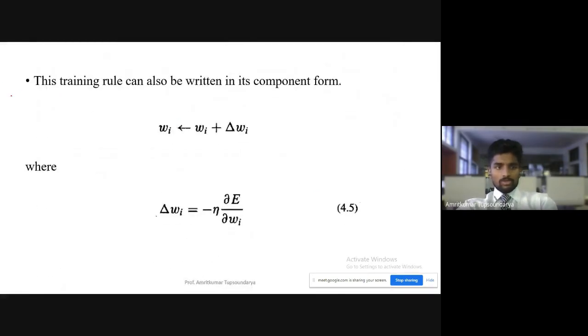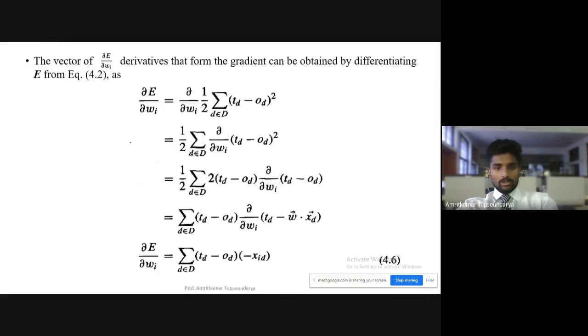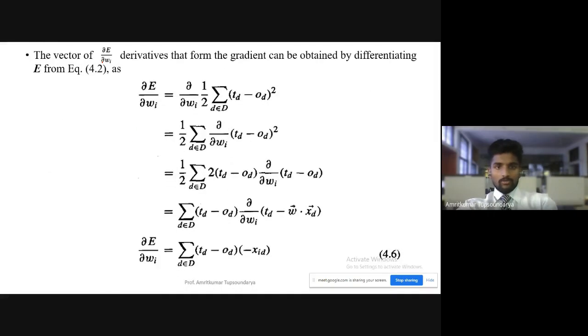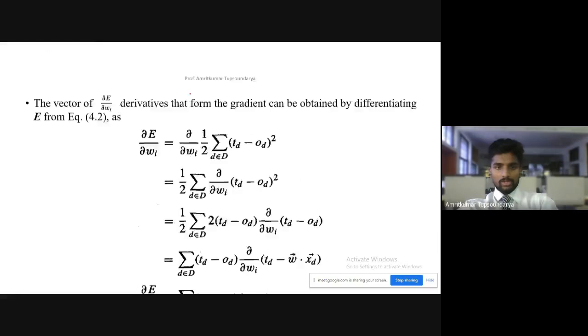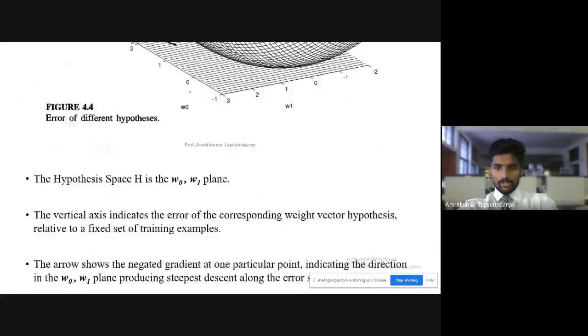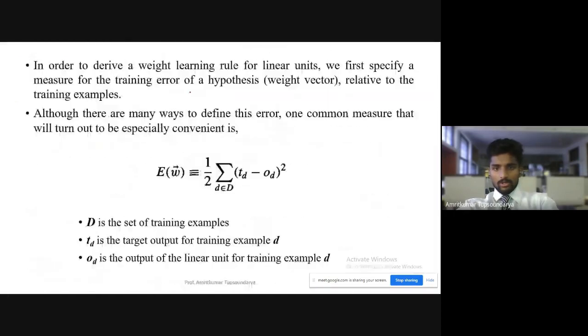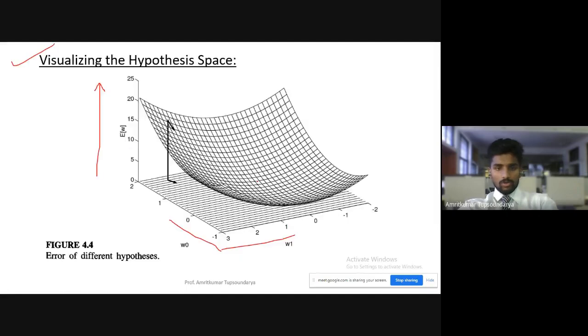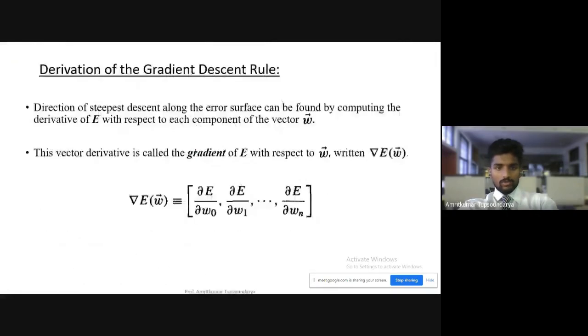And we saw this training rule, how we can get the weight in each iteration, and what is the change in that weight that we have to bring. We went ahead to derive the form of the gradient obtained by differentiating the error, which was equation 4.2, if you remember. This equation we derived, and we saw how this derivation is useful.